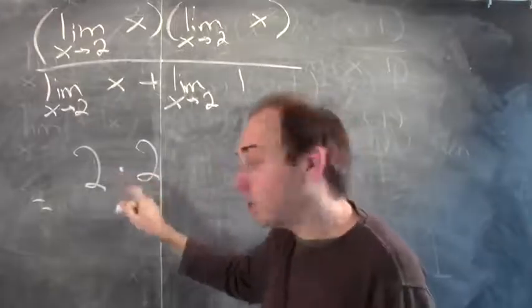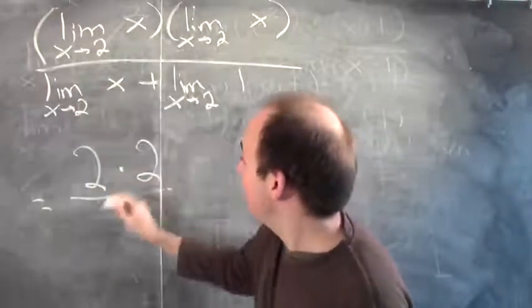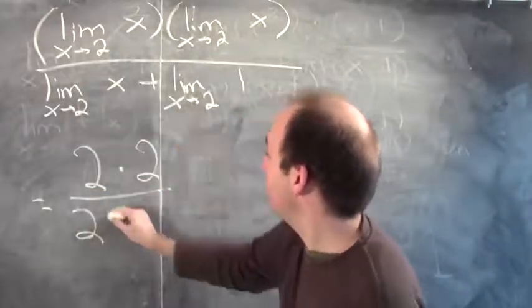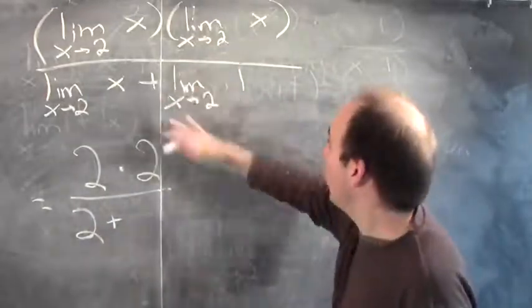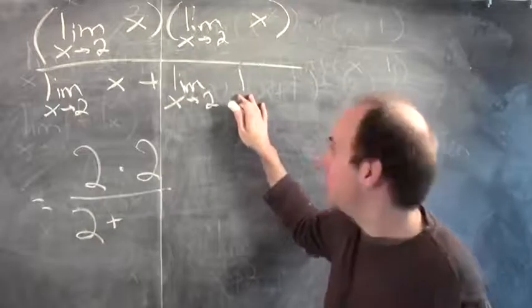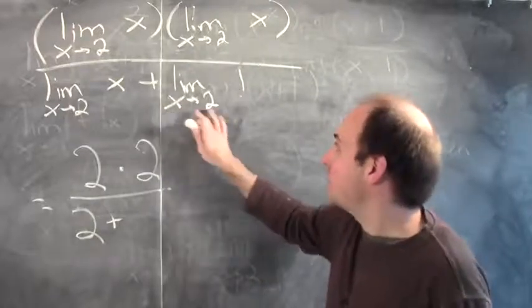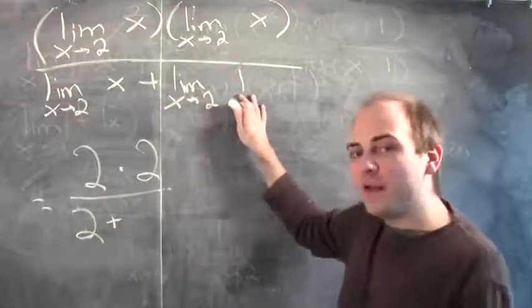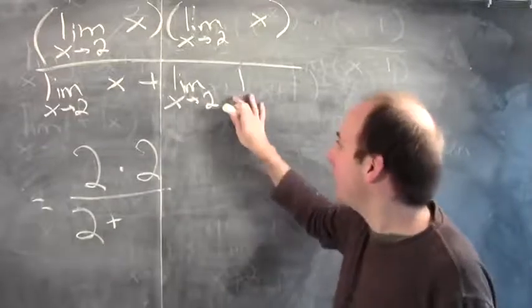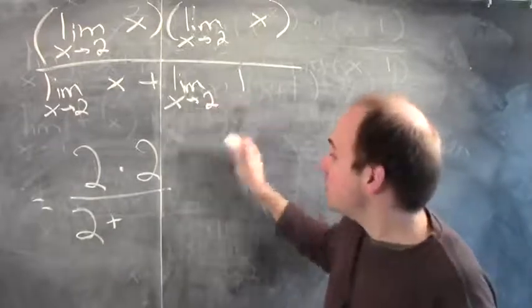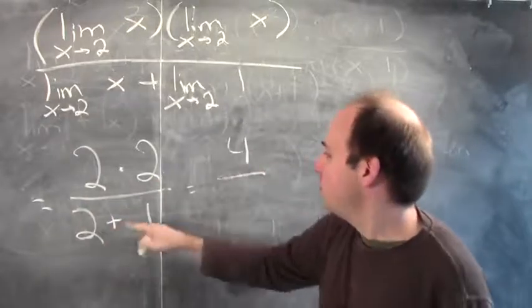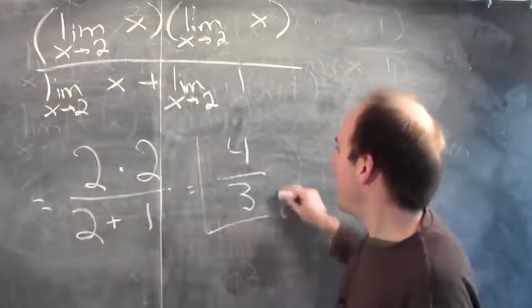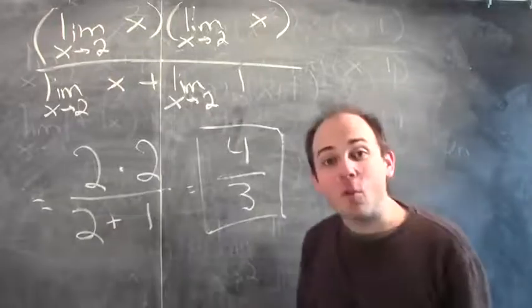This dot is for multiplying. Divided by the limit of x as x approaches 2 plus, what's the limit of 1 as x approaches 2? This is asking, what can I guarantee 1 is close to if I'm willing to have x be close enough to 2? Well, 1 is already close to 1. Right? The limit of a constant is that constant. So this is just 1. 2 times 2 is 4. 2 plus 1 is 3. And so the limit of this expression is 4/3.